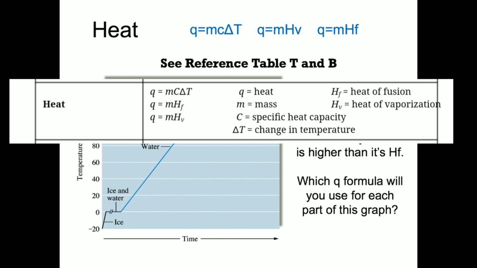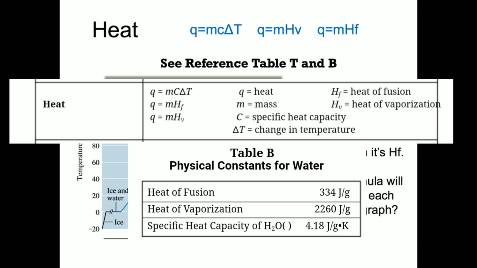Reference table T has to be used in conjunction with reference table B, as each equation has a constant found on reference table B. That constant is underlined here in red. It is either C, the specific heat capacity of water, H sub V, the heat of vaporization, or H sub F, the heat of fusion.